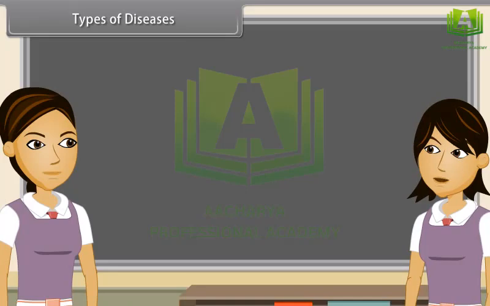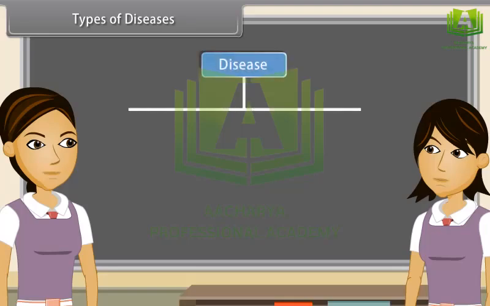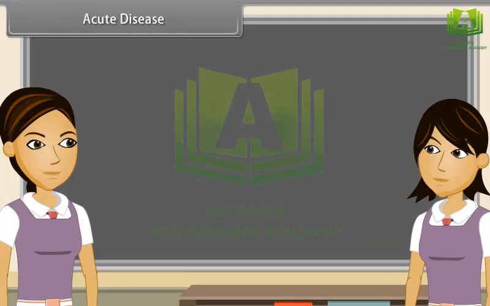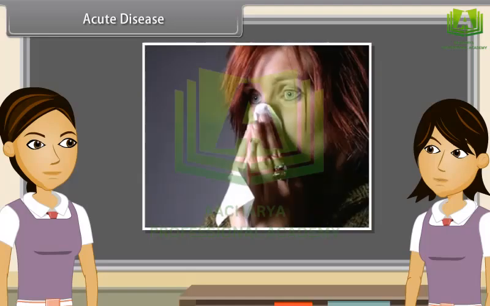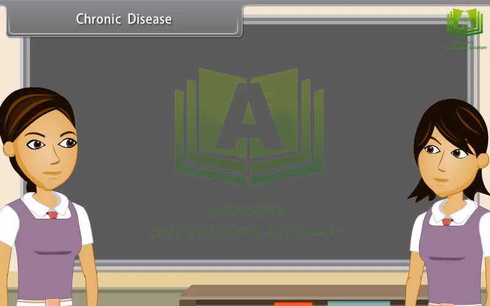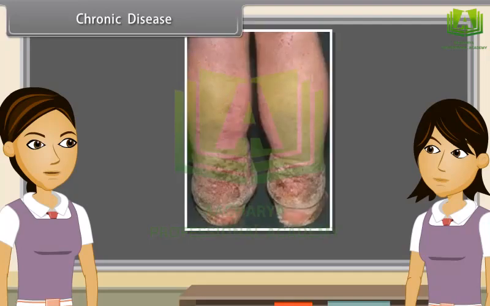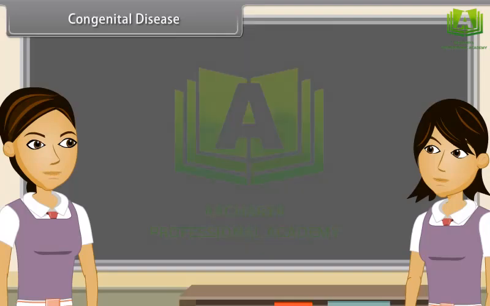Types of diseases. Can you tell me how many types of diseases are there? Yes, human diseases are grouped into 4 categories: acute, chronic, congenital, and acquired. Acute disease. Yes, I know that acute diseases are those diseases whose effects come on suddenly and affect the body quickly. Example, influenza. Chronic disease. And chronic diseases are those diseases whose symptoms last for months or years. Example, elephantiasis, tuberculosis, etc.